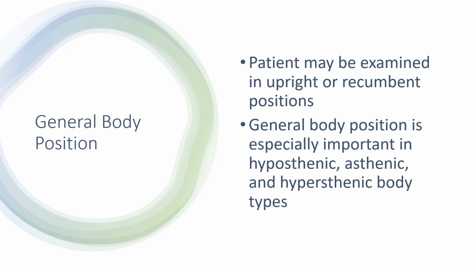General body position is especially important in hyposthenic, asthenic, and hypersthenic patients, so the alternate body types, the head versus the torso. If the torso is too thin, then especially when you lay the patient on their side, the head tends to oblique. And likewise, laying the patient supine, if the torso is too large, the head tends to oblique. So you've got to be mindful of that when you're laying the patient down, that the head might end up in an oblique posture rather than a true lateral or a true supine posture.